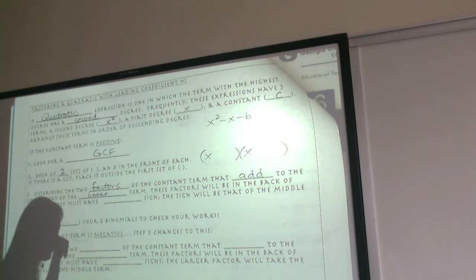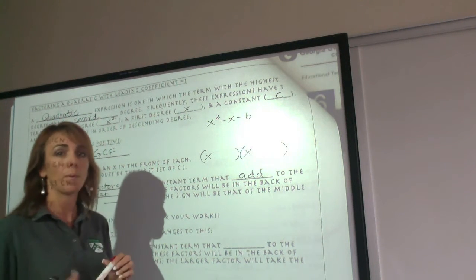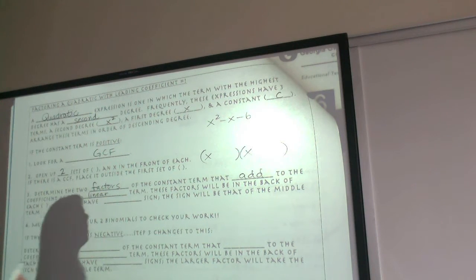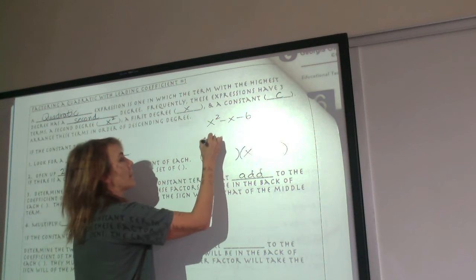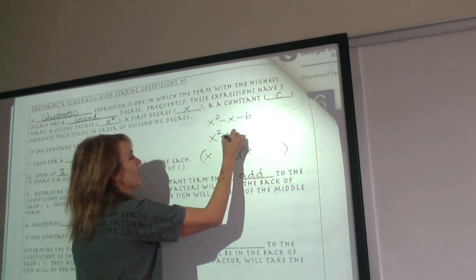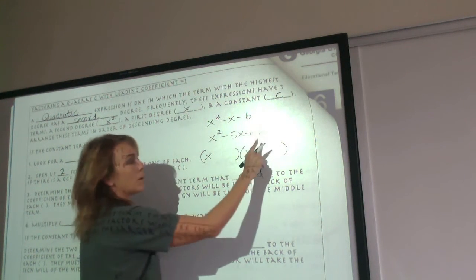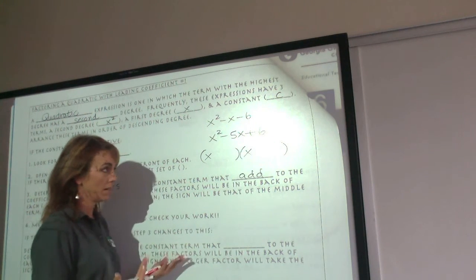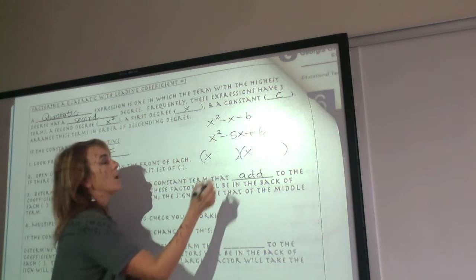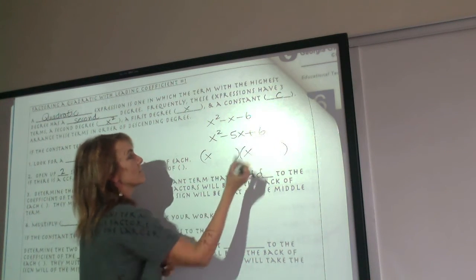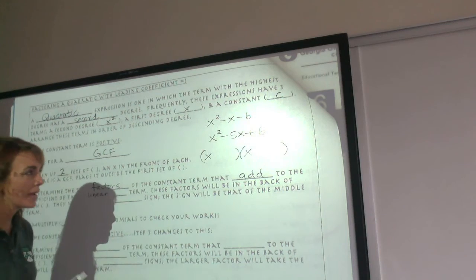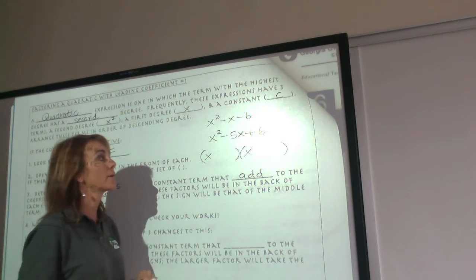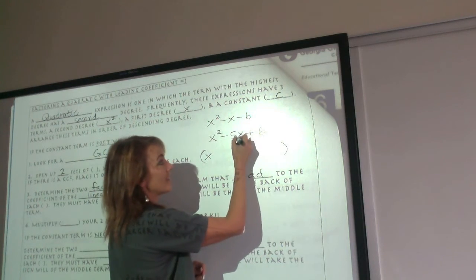And probably for this, we might want to look at an example. Let's go ahead and pull this example from the bottom up and play with that one, where we have a positive constant. We want to think to ourselves, what 2 factors of 6 add to make 5? Forget this negative piece right now. What 2 factors of 6 add to make 5?